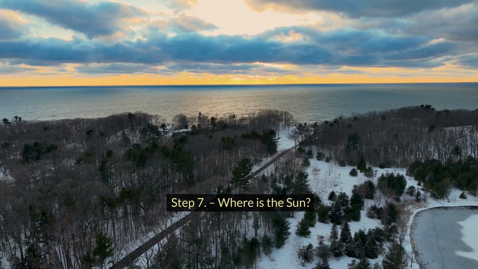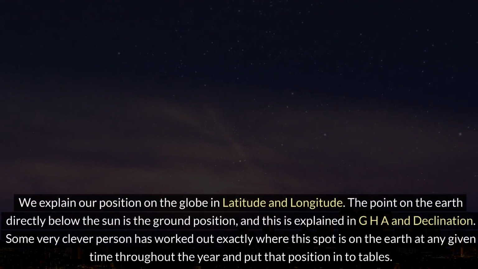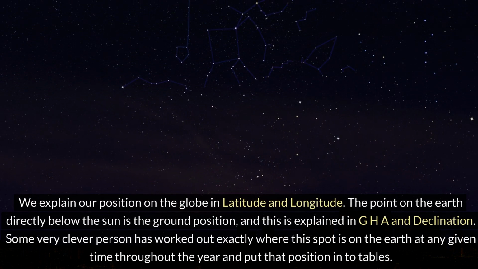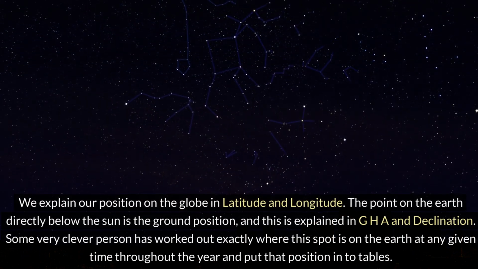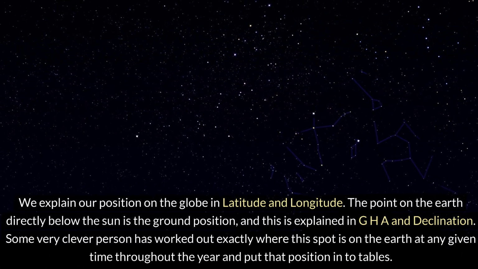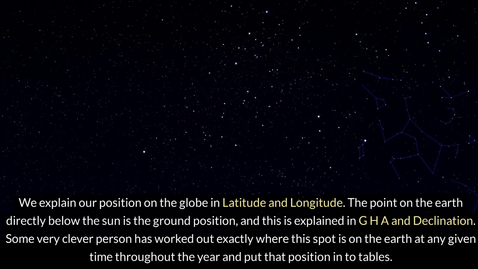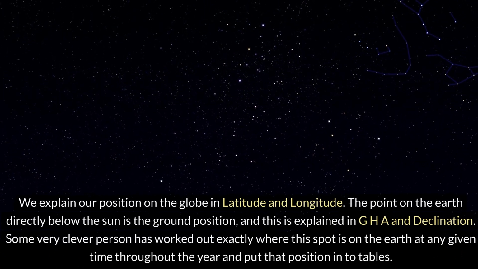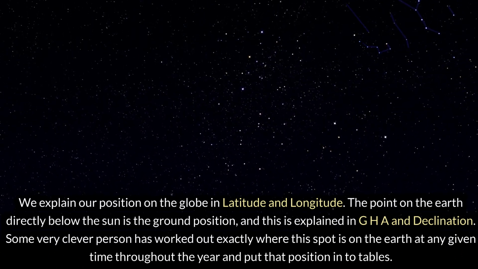Step 7. Where's the sun? We explain our position on the globe in latitude and longitude. The point on the Earth directly below the sun is the ground position, and this is explained in GHA and declination. Some very clever person has worked out exactly where this spot is on the Earth at any given time throughout the year, and put that position into tables.